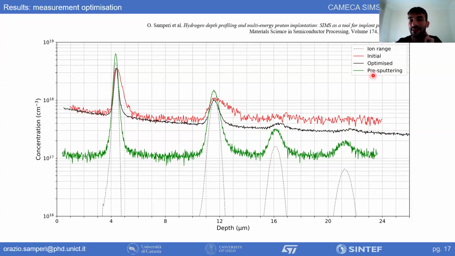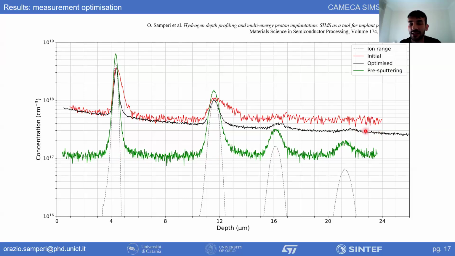If you also add the pre-sputtering procedure, you have this green profile. I think it's perfect. We can see it's perfect compared to the other 2 profiles. Then we can tell definitely that the pre-sputtering enables the detection of all the implants, and makes it possible to use the measurement without correction of the baseline.